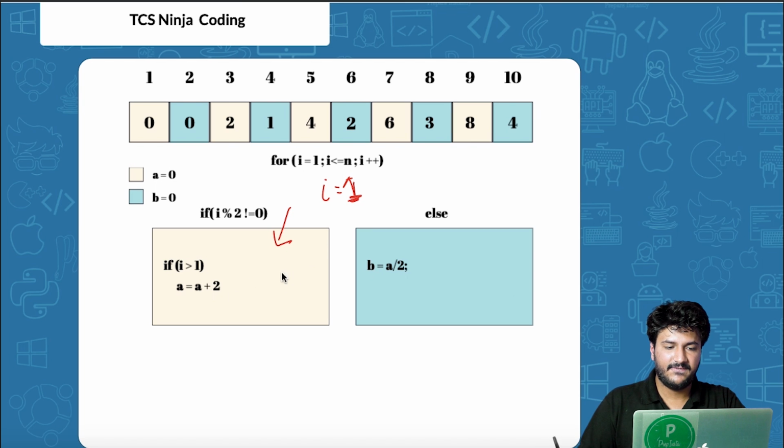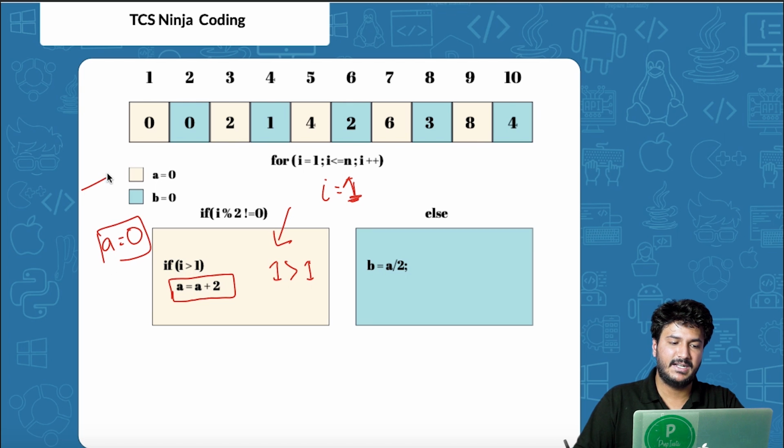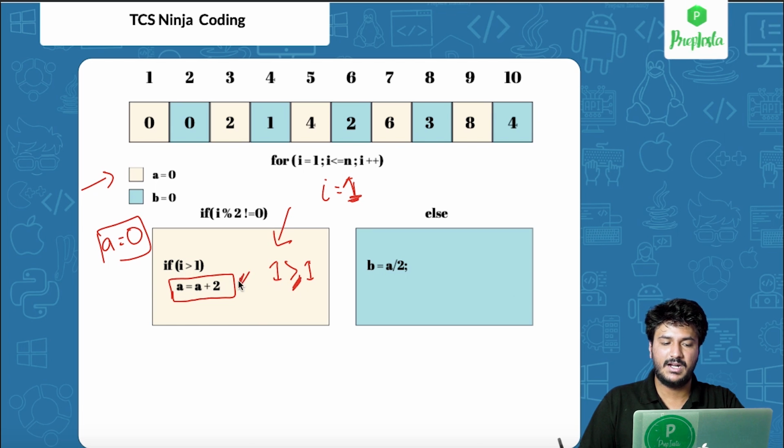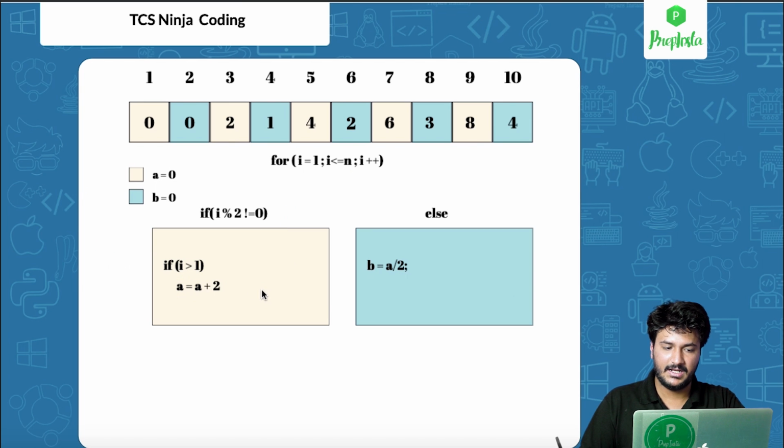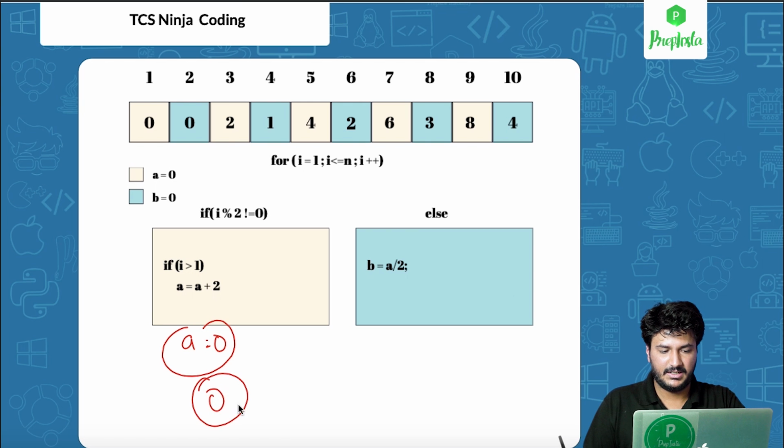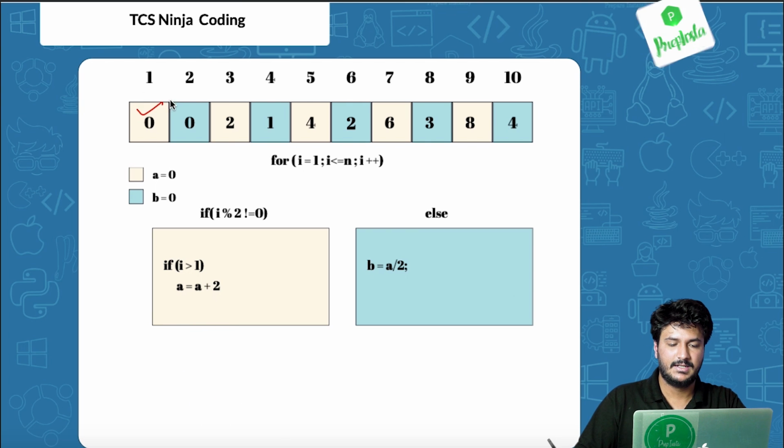So we check if i is greater than 1. 1 is not greater than 1, right? Which is why this particular statement will not be executed. The value of a before entering this loop is 0, as we had defined it initially. Had it been equal to the condition, this would have been executed, but that is not the case. So initially a is equal to 0, so 0 is printed. So initially we at least got this, right?